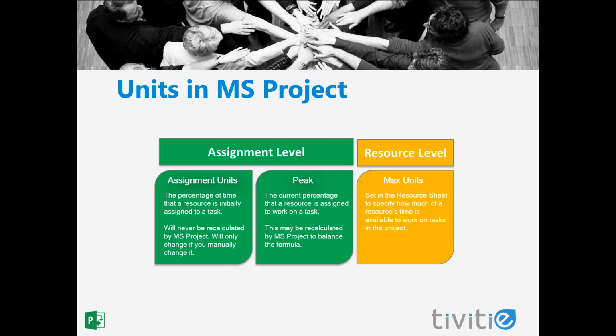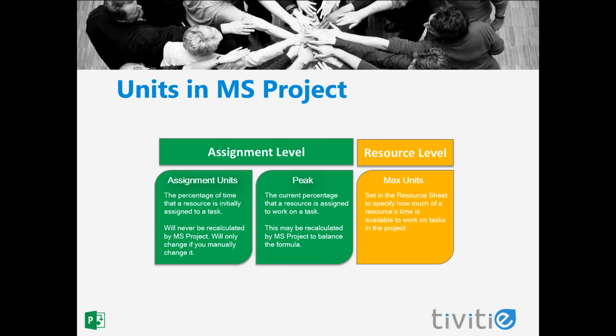The assignment units field can be thought of as the percentage of time that a resource is initially assigned to a task. So if part of the information that you receive as an estimate is a percentage of time that the resource will be working on the task, that percentage should be entered into the assignment units. If you don't enter a value into the assignment units field, then it will be set automatically to the maximum availability. It's a field called max units from the resource sheet. We'll talk more about max units tomorrow. The assignment units value will never be changed by Microsoft Project. It will only change if you manually change it.